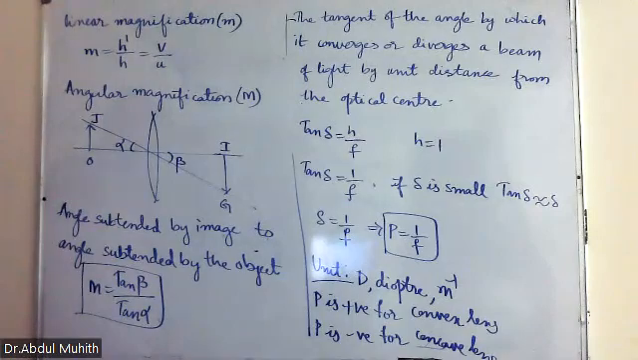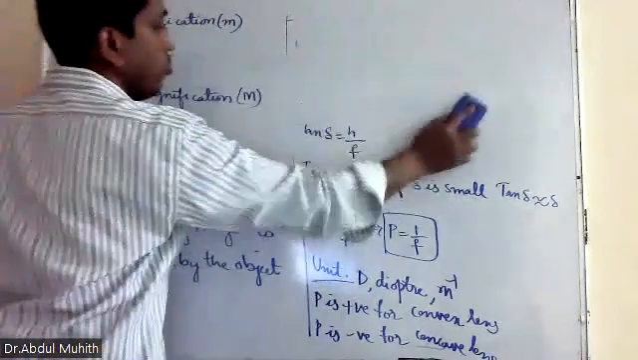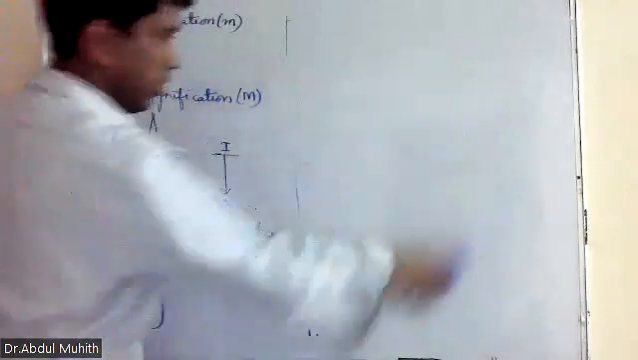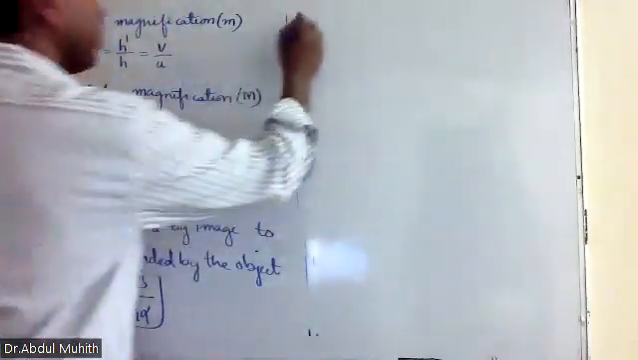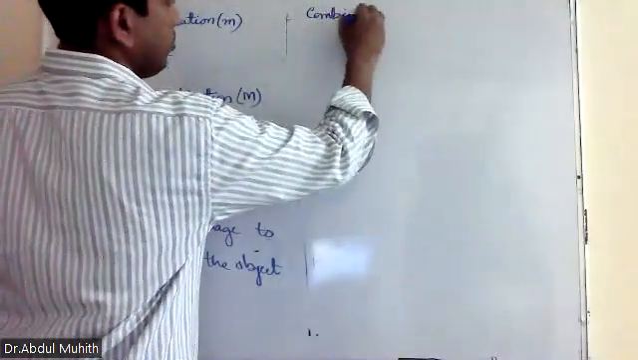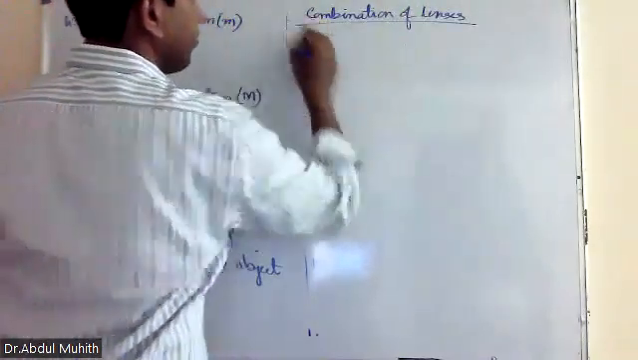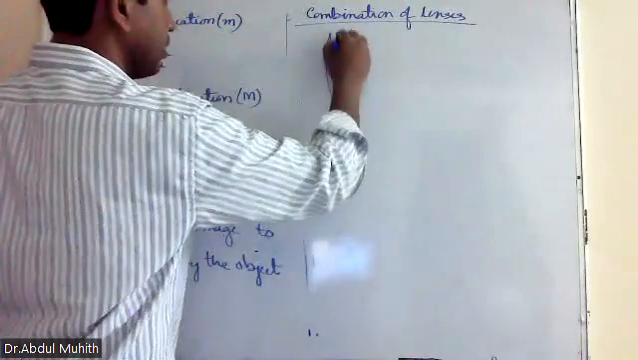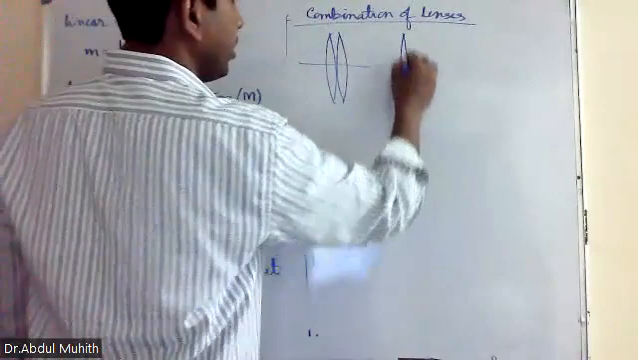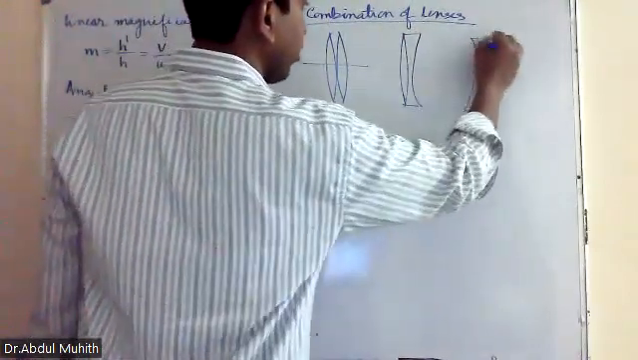Yes, sir. Next one is combination of lenses. The derivation is not there, only the formulas are important. In a combination of lenses, suppose we can add two lenses like this: two convex lenses, a concave and a convex lens, or two concave lenses. It can be any combination.